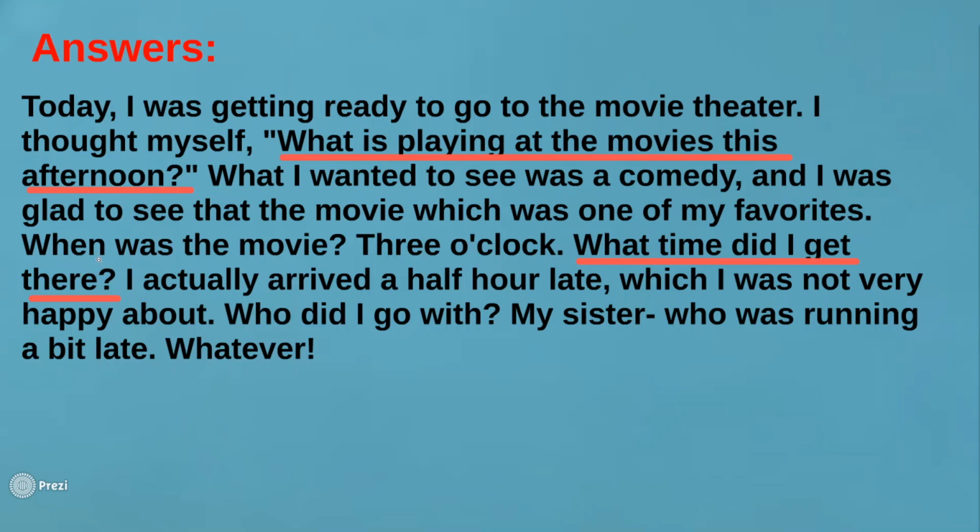Remember, only those 5 interrogative pronouns are considered. So again, another what question. What time did I get there? That's a question with a correct interrogative pronoun, what.